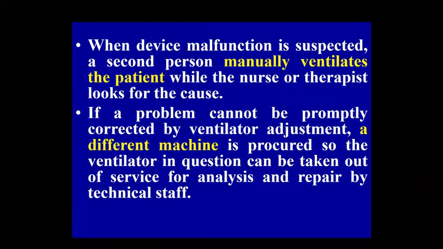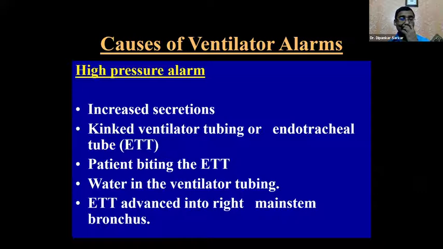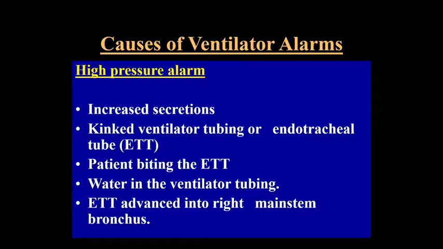Now, the high pressure causes of ventilator alarms. High pressure alarms go off when the patient becomes talkative, when there's increased secretion, kinked ventilator tubing, patient biting the ET tube, water in the ventilator tubing and into the endotracheal tube, all giving a single alarm. So for the last one, you cannot decide.